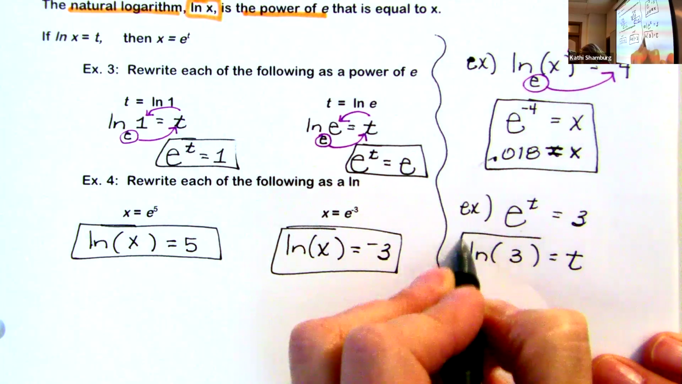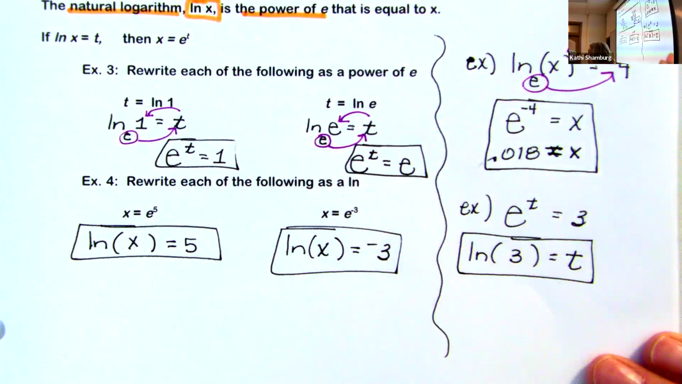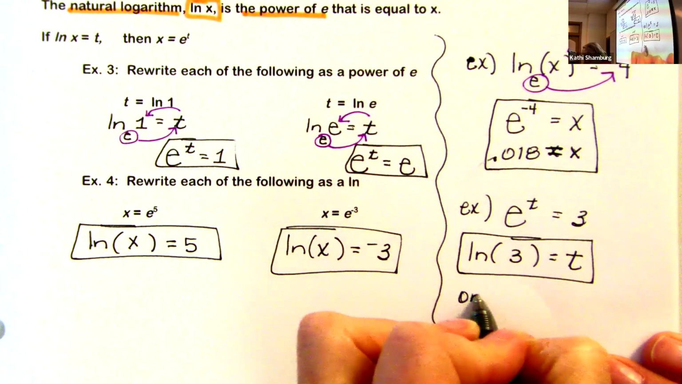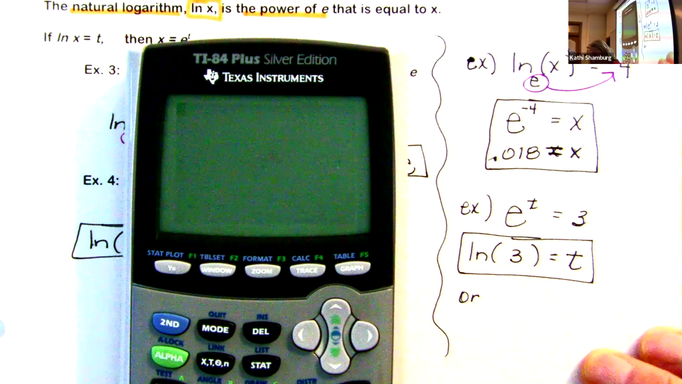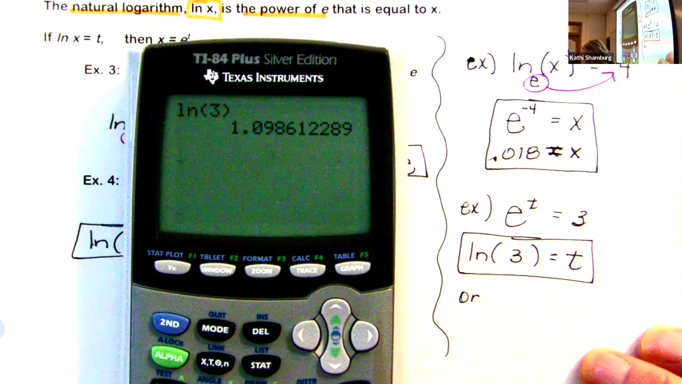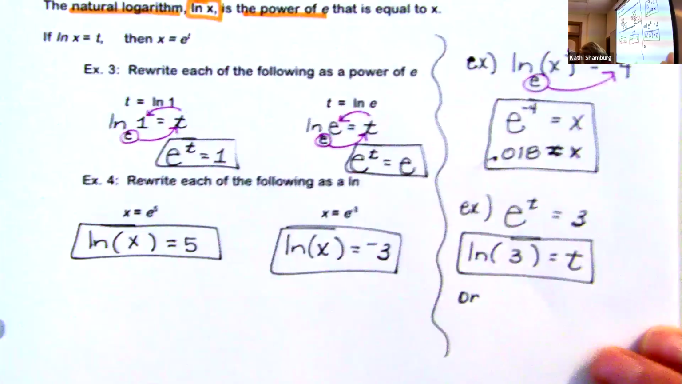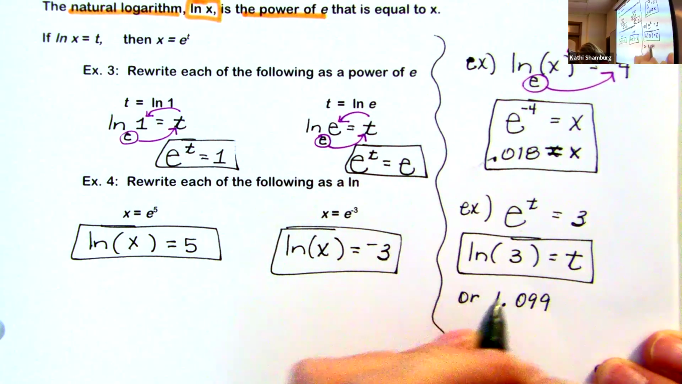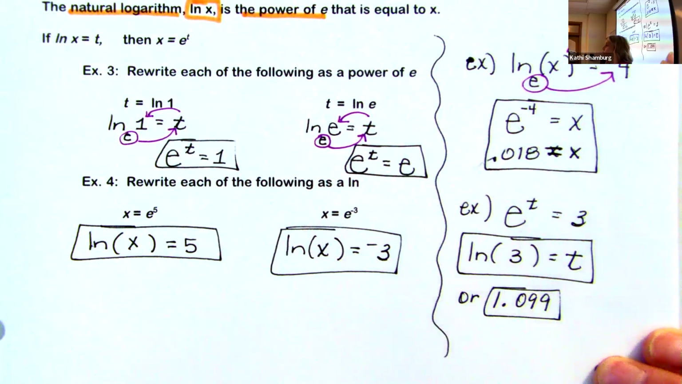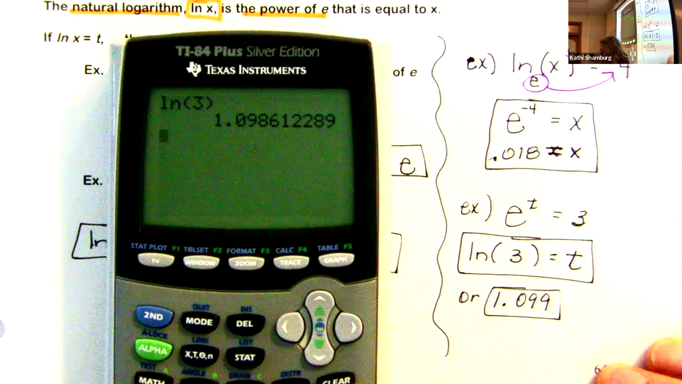And again, if it doesn't say round, then that's what you'll want to put in WebAssign. Or if it said round to say 3 decimal places, I would do natural log. Don't do second now. We want the natural log of 3. 1.099. It just depends on what WebAssign wants.